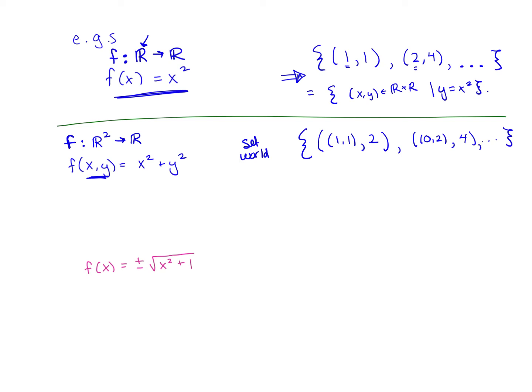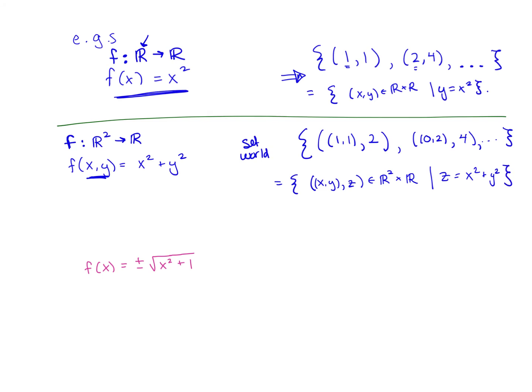Again, there's way too many to list them out. So I can think of this as the set of (x, y) as my input, and then z. That's going to be a subset of R^2 cross R, where z is just equal to x squared plus y squared. So that's how I can represent that function as a set.